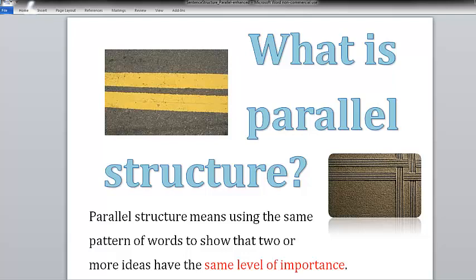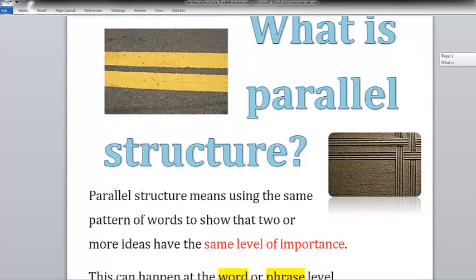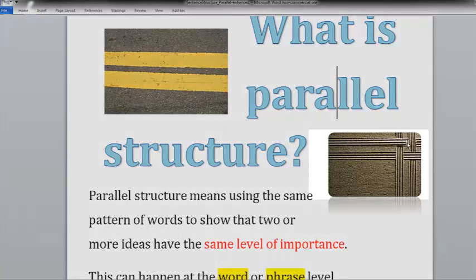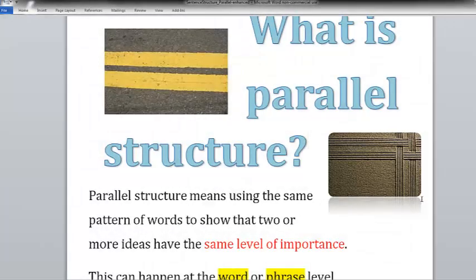What is parallel structure? Think about math, briefly, now come back to English. Parallel structure means using the same pattern of words to show that two or more ideas have the same level of importance. For example, the two lines in this photograph are facing the same way. Just if words were facing that way, they would be equally important.